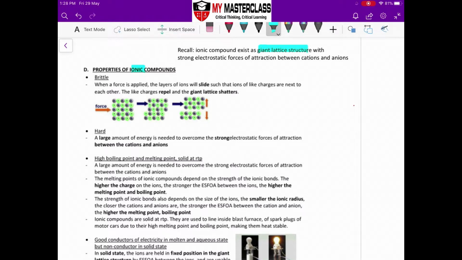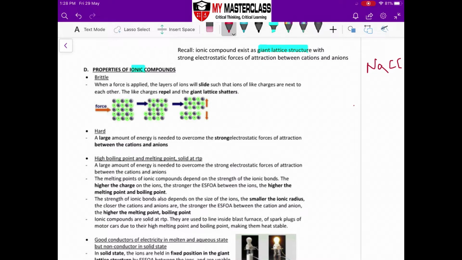The most common ionic compound is your sodium chloride, NaCl. Sodium chloride is an ionic compound because sodium is a metal and chlorine is a non-metal. When it forms a chemical bond between the two elements, they become an ionic compound. Sodium chloride is the most common salt in the kitchen.